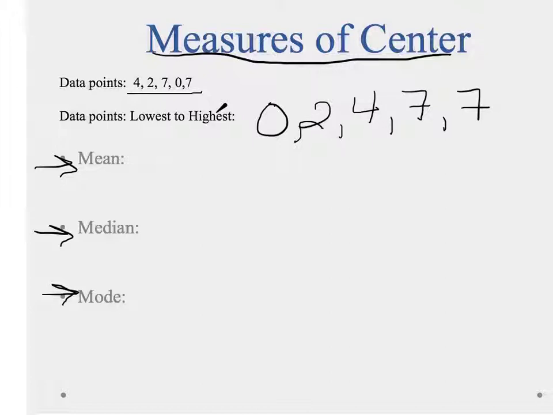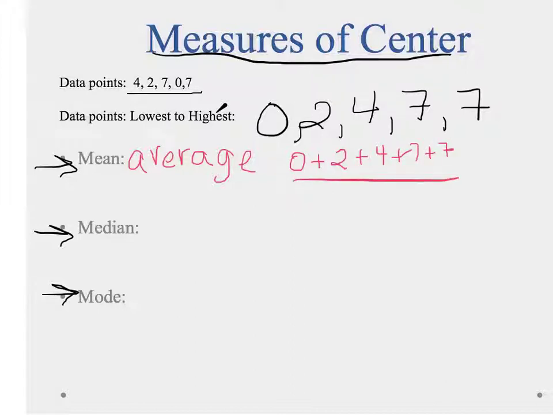Okay? Well, I'm looking at the mean. Another word for mean is the average. Okay? And you probably know how to take the average. You add up all of your data points, 0 plus 2 plus 4 plus 7 plus 7, and you divide by the total number of data points that you have. In this case, there's 5.